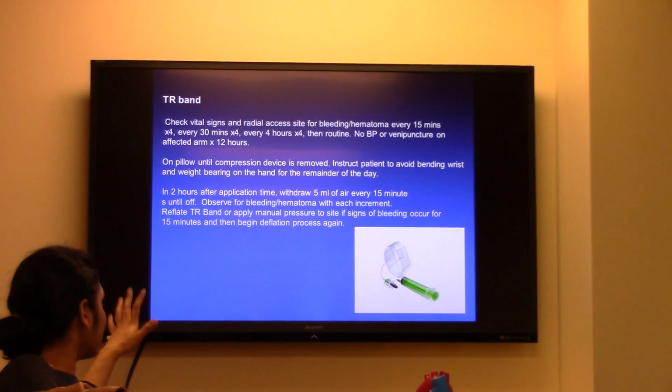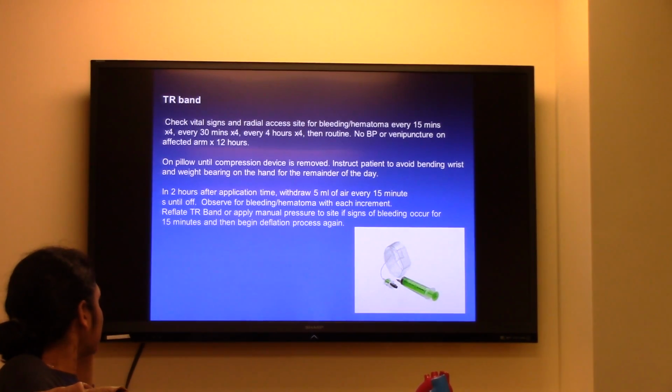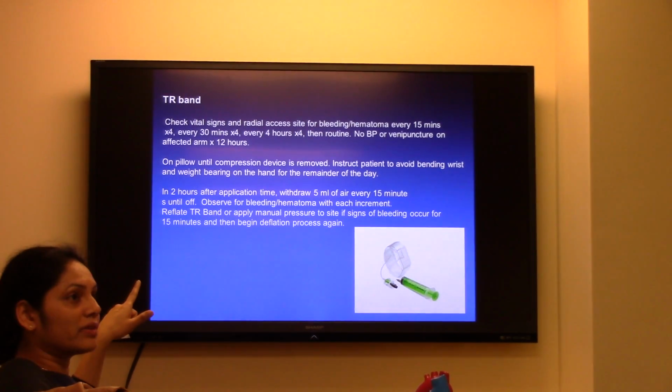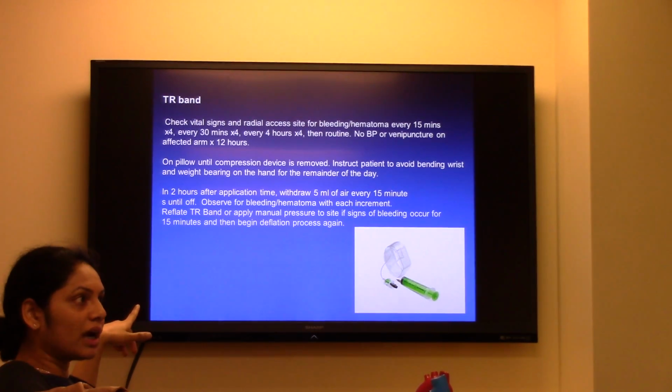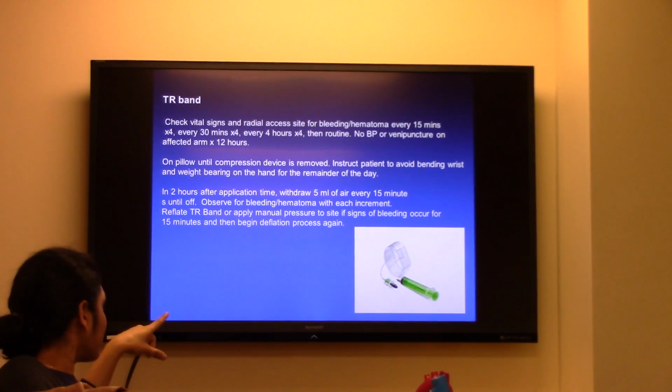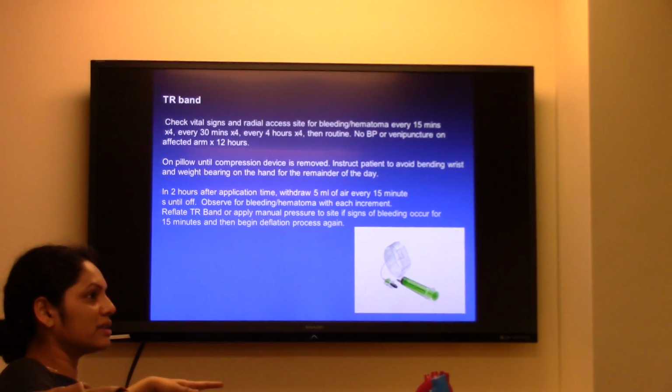And put them on the pillow, and instruct the patient to avoid bending their wrist. So two hours after the application time, remove 5 cc's every 15 minutes until it's off. If that bleeds, put the air back in, and again wait another 15 minutes, do it again, repeat the steps.